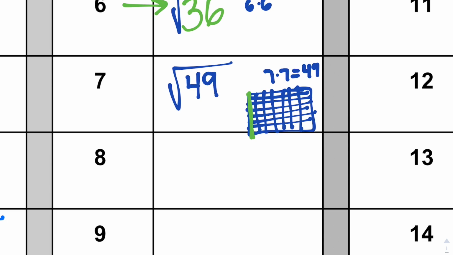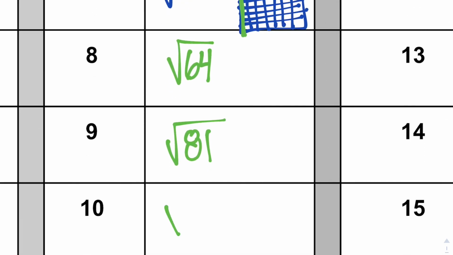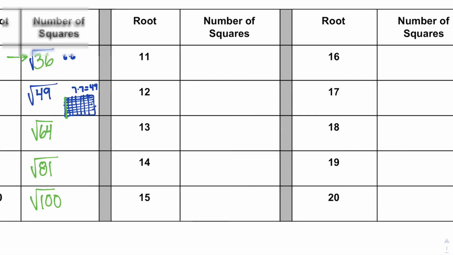Okay, for 8, the answer is 64. The square root of 64 is 8. The square root of 81 is 9. The square root of 100 is 10. Okay, let's go ahead and finish these ones.